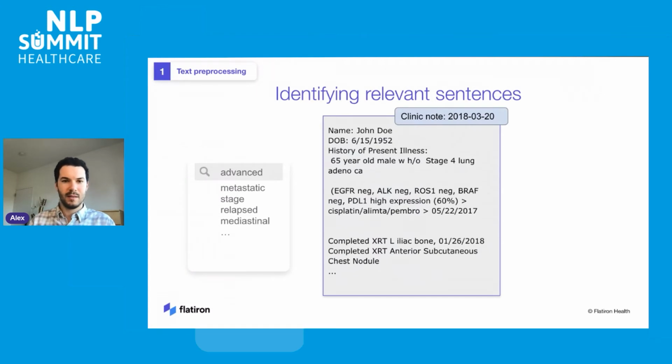So we start with the documents. Each document will have a category and a metadata date. So here we have a fictitious clinic note from 2018. And then we have the document content.